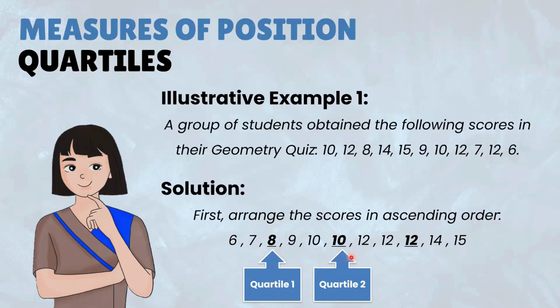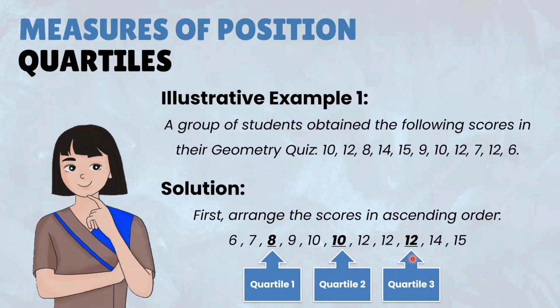Then to determine the quartile 3 value, we also have to get the middle value of the remaining values to the right of 10. So the middle value to the right of 10 is 12. That will be our quartile 3. In this case, as you can see, our quartile values 8, 10, and 12 divide our distribution into 4 equal parts. In this case, class, it's easy to determine the quartile values if we only have 11 values in our data set.